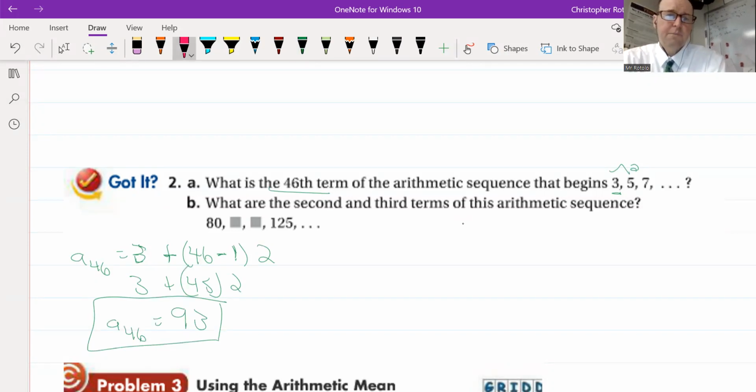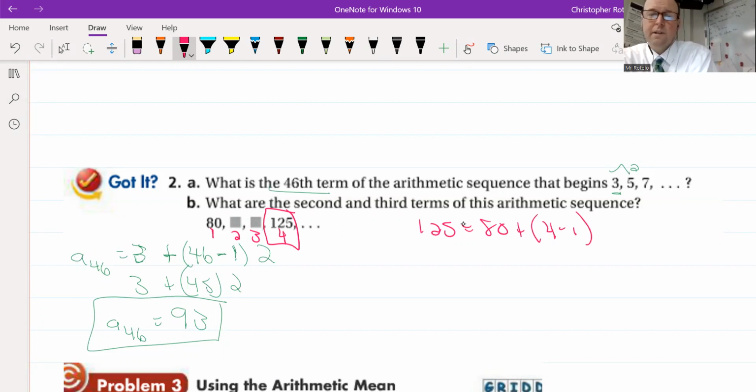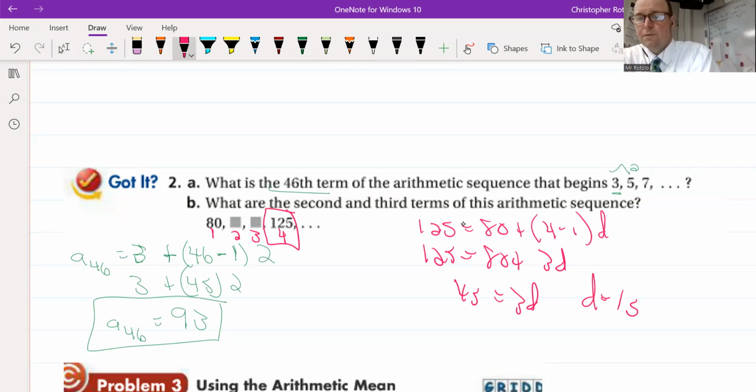And then with our second problem here, I'm going to say that's 1, 2, 3, 4. This is my key. I know 125, because that's the value, equals 80, that's the first term, times 4 minus 1, and we're trying to find out what that difference is. So I get 80 plus 3d equals 125, so we'll subtract the 80, so 3d equals 45, so the difference turns out to be 15.